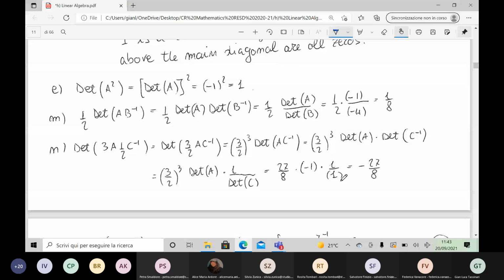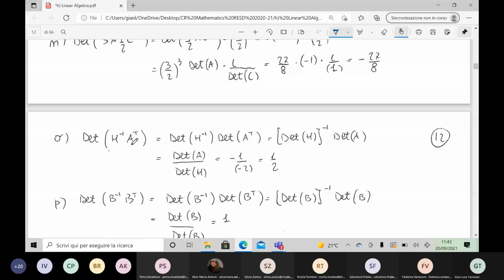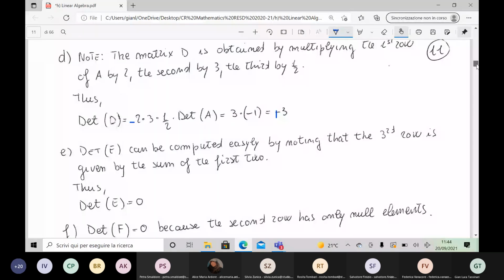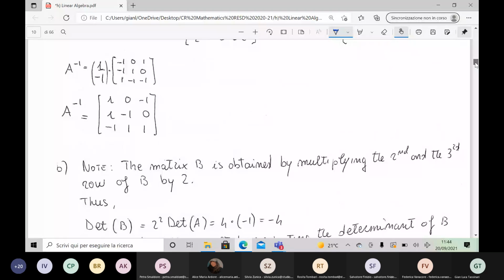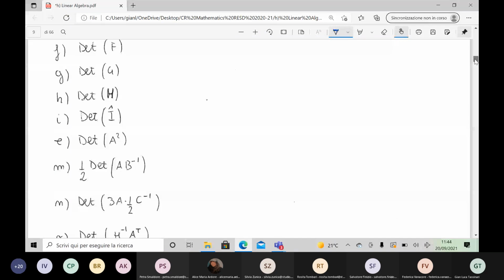Now, guys, determinant of H to the minus 1 times A transpose. Which was H? Who remembers? I can look here. Determinant of H, where is H? I do not remember. Let me check. Which was H? The determinant of H was minus 2. 1 times 2 times minus 1, because it was a diagonal.